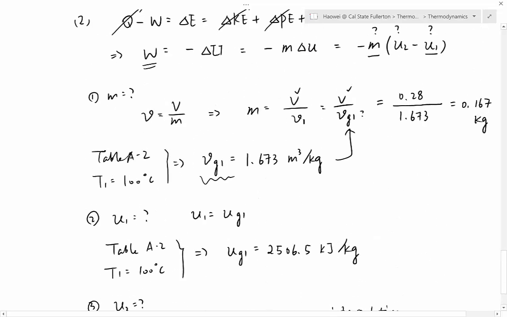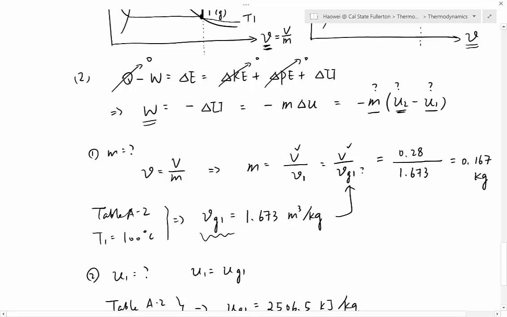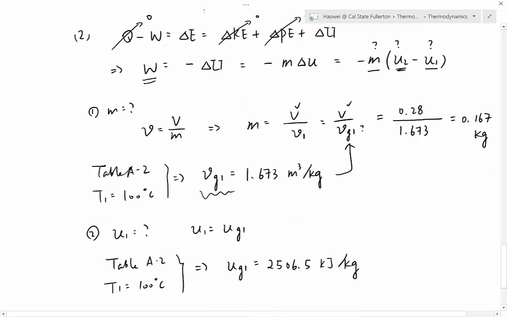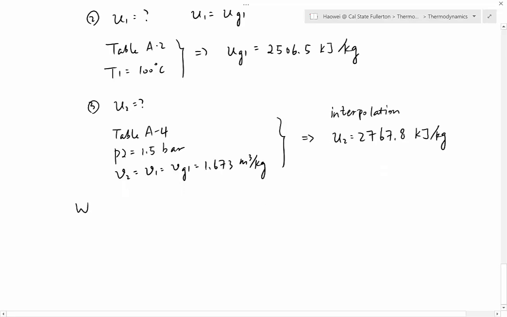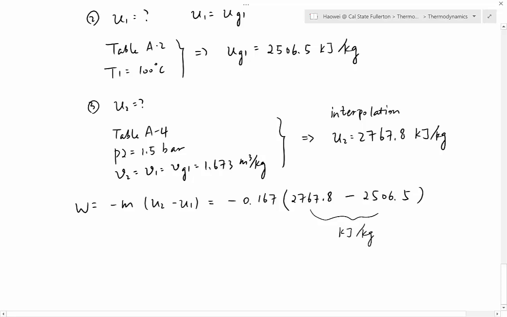Okay, so now finally we have everything in the right hand side: U1, U2, and mass. So now we can easily find work. Work is equal to negative m times (U2 minus U1). Okay, plug in the numbers. Mass is 0.167 kilogram, so that's SI unit, multiplied by U2. U2 is 2767.8 kilojoule per kilogram, minus U1, 2506.5 kilojoule per kilogram. Those two have the same unit, kilojoule per kilogram, multiplied by kilogram.